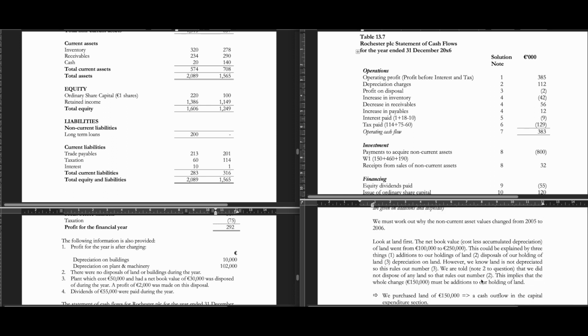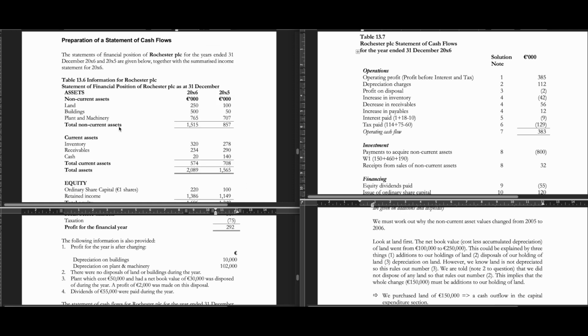We have to work out why the non-current assets value changed from 2005 to 2006, or 20x5 to 20x6. How do we do that? We'll look at land first. So you need to look at these non-current assets, each category. We started off with 100,000 of land. We ended up with 250 of land.